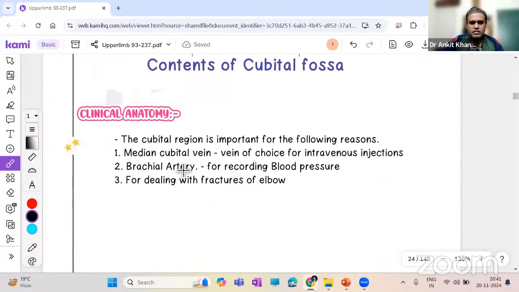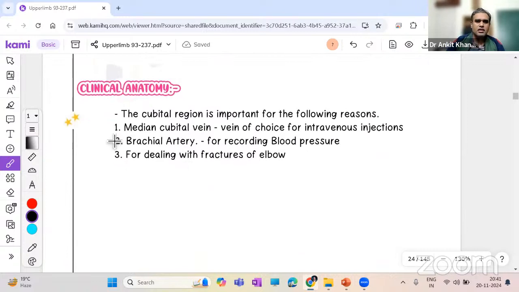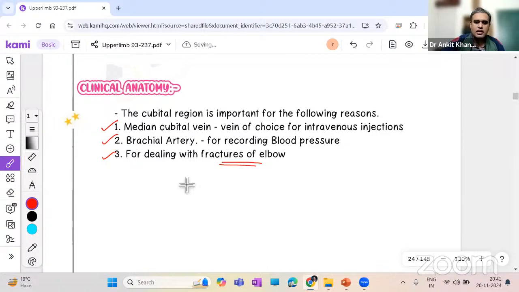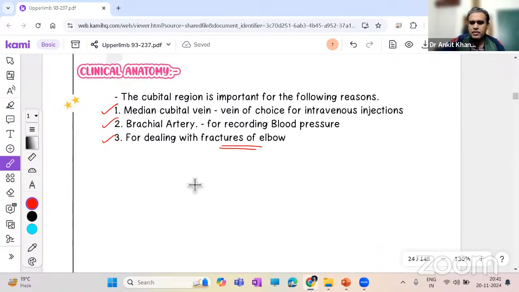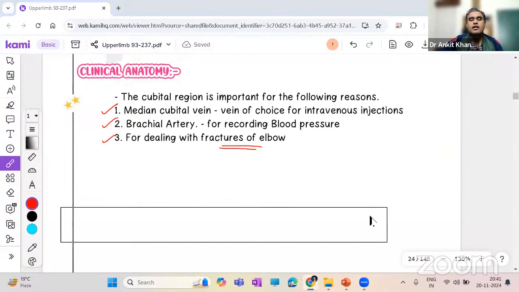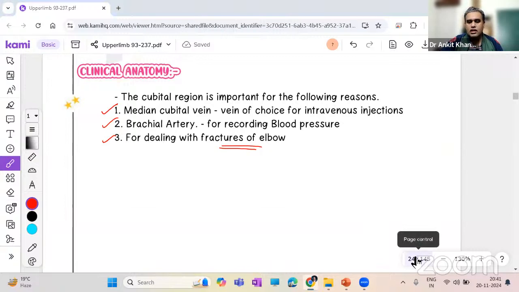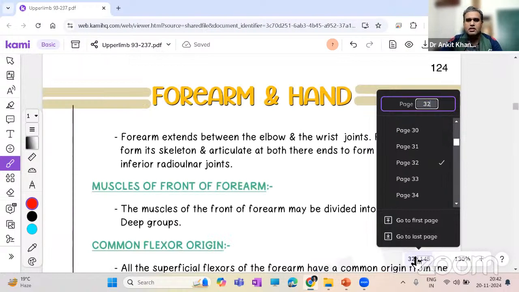So this cubital fossa is very important. Clinical anatomy, I guess we have already discussed it. We have the median cubital vein for IV, the brachial artery for BP, and obviously fractures of the elbow you have to deal with, right? So this was the cubital fossa, and I hope this was very, very important before moving on to the forearm region. Let me take you guys to the forearm region.